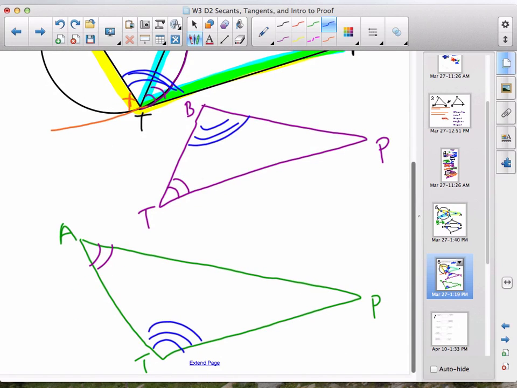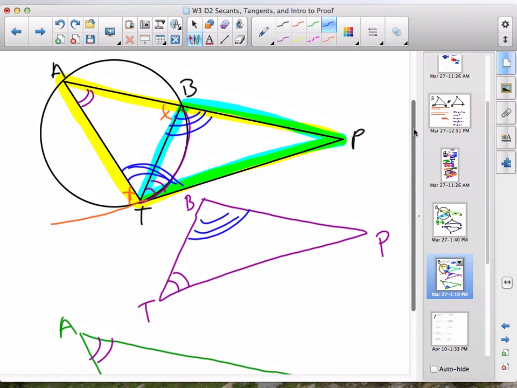Was there any maybe more obvious angle that was equal to itself here? Sam. Angle P. Right, angle P is equal to angle P.